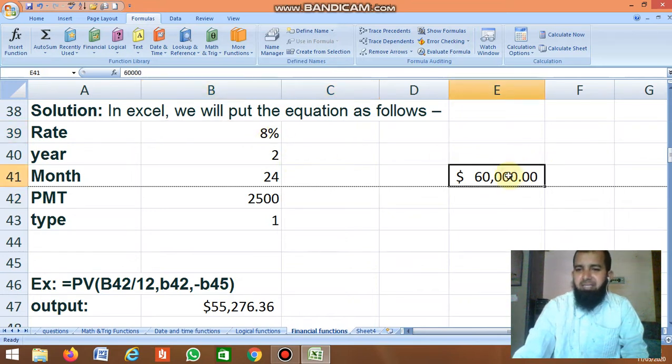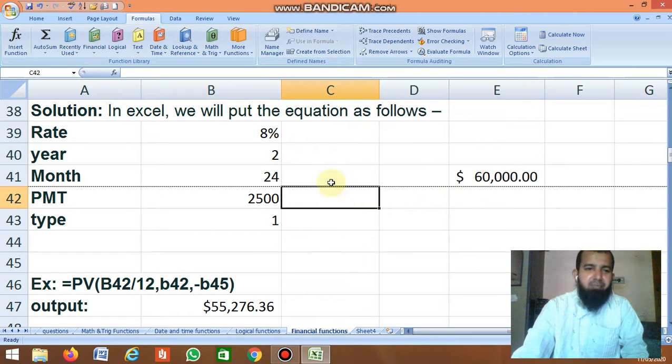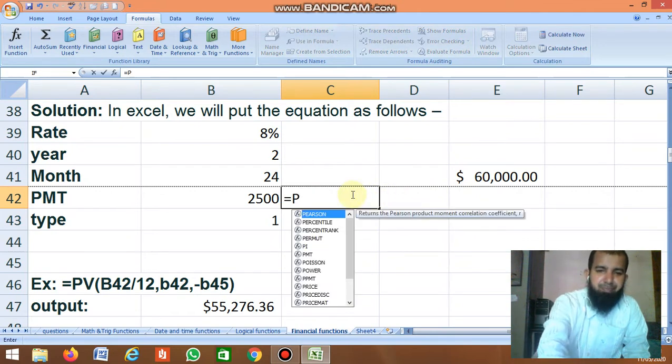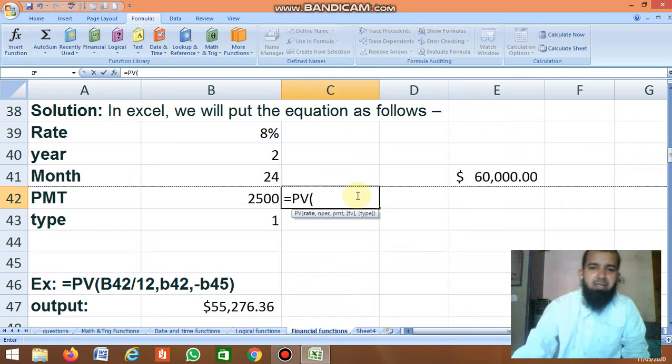The total cost is 60,000, and he puts a condition that you have to pay 2,500 per month for 24 months. So you want to know what is the total amount. With the 8% discount, actual cost is 60,000. You want to know what is the total cost. That's the present value. What is the formula? Equal to PV, rate. Rate is how much? 8%, divided by 12. Per month you want to calculate.